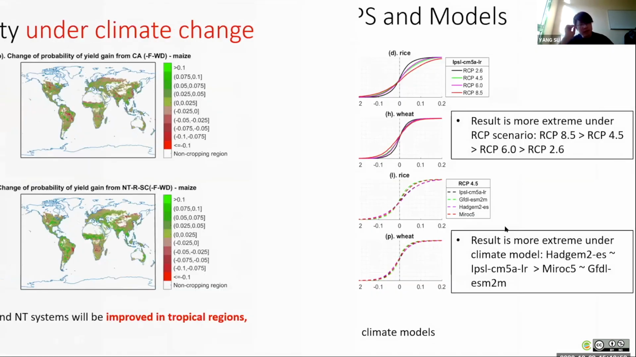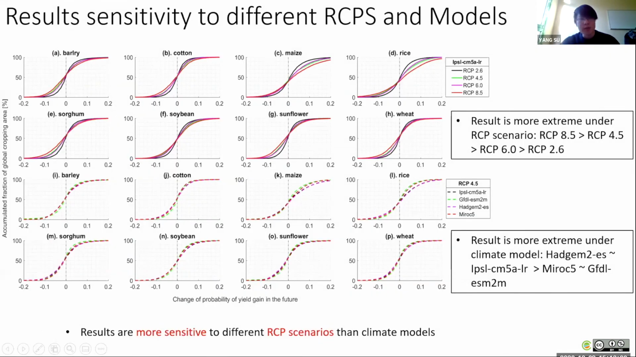And we also checked the model performance, model sensitivity to different RCP scenarios and the different climate models. The first two rows is the result for different RCP scenarios, and the bottom two rows is the result for different climate models, and then we can conclude that the results are more sensitive to different RCP scenarios instead of climate models.